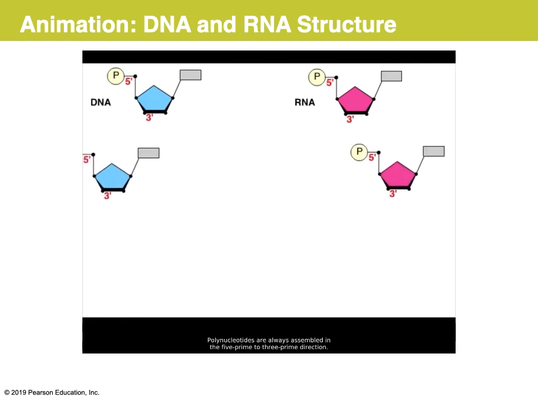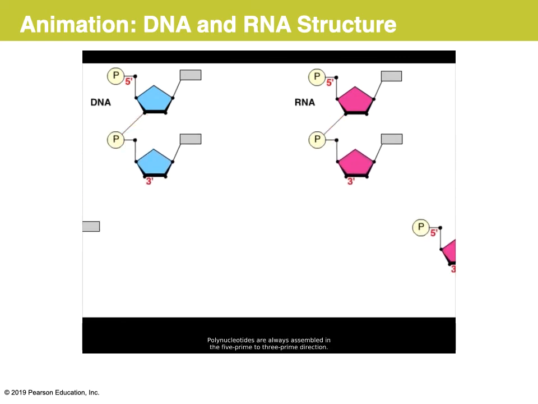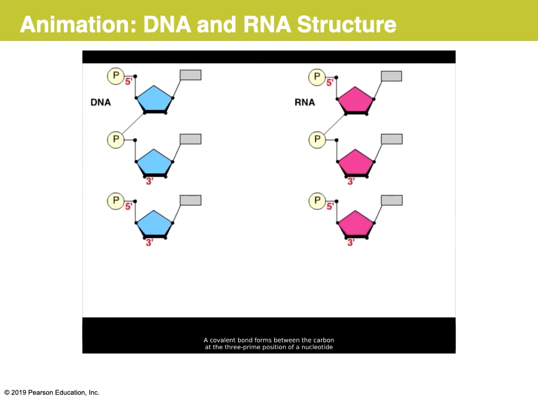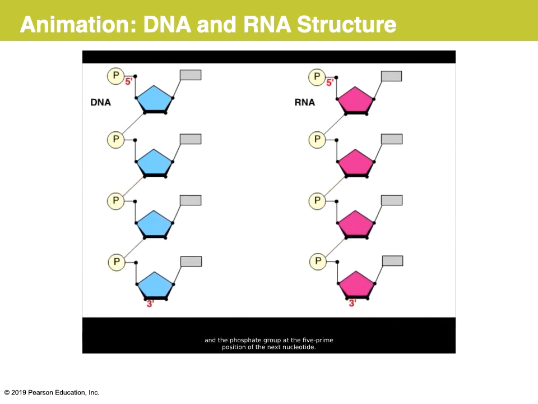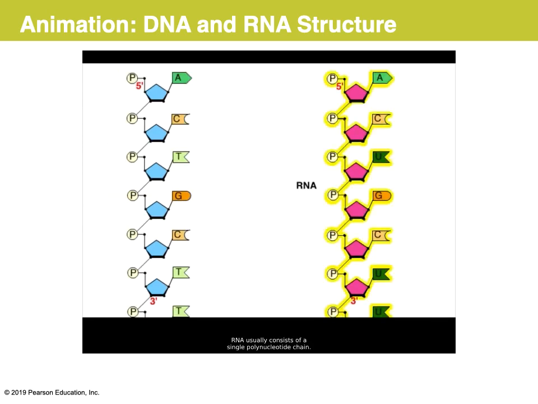DNA and RNA are polynucleotides, long chains of nucleotides. Polynucleotides are always assembled in the 5' to 3' direction. A covalent bond forms between the carbon at the 3' position of a nucleotide and the phosphate group at the 5' position of the next nucleotide. RNA usually consists of a single polynucleotide chain. DNA, on the other hand, consists of 2 polynucleotide chains.